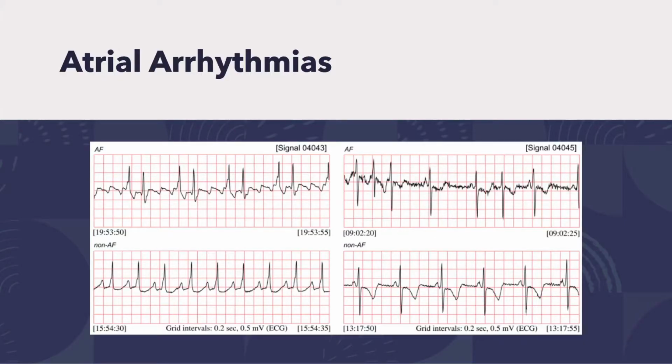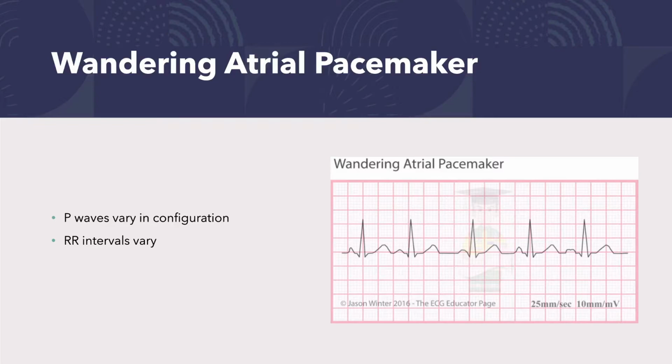Now we're going to talk about a few different atrial arrhythmias. The first one is called the wandering atrial pacemaker. This means that the P waves vary in configuration. So this P wave looks different than that P wave, looks different than that P wave, looks different than that P wave. If there's no symptoms, this isn't necessarily a huge cause for concern, but it does indicate that something is going on with the SA node. Also the RR intervals tend to vary because different parts of the atria are pacing the heart, not necessarily a well-functioning SA node. So this would be abnormal.